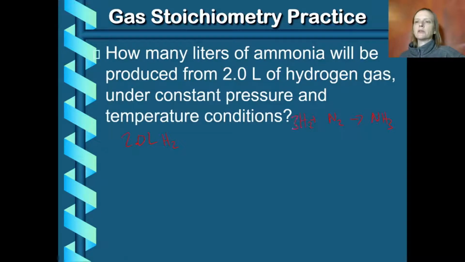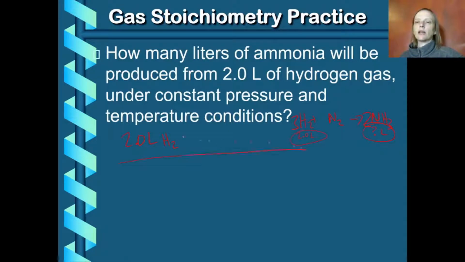To balance this, I've got a balanced equation here. And these are all gases. And my known value is the hydrogen gas. I know I've got 2.0 liters of hydrogen gas, and I want to know how many liters of nitrogen trihydride I can make. My known and my unknown.